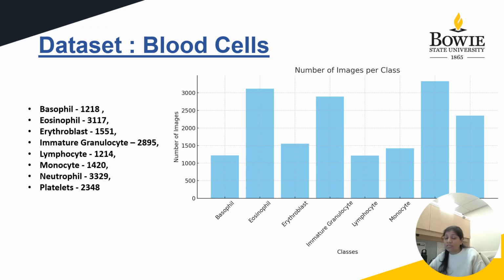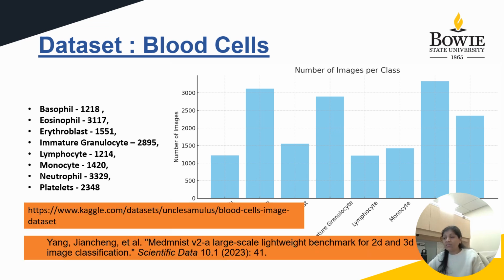And for this paper, we use the blood cell dataset, and it has 8 different classes, including basophil, eosinophil, erythroblast, immature granulocyte, lymphocyte, monocyte, neutrophil, and platelets. And on the right side, the bar chart shows the data distribution. This dataset is publicly available on Kaggle and we use it from there. This dataset is also included in the MedMNIST version 2 paper, which was published in 2023.